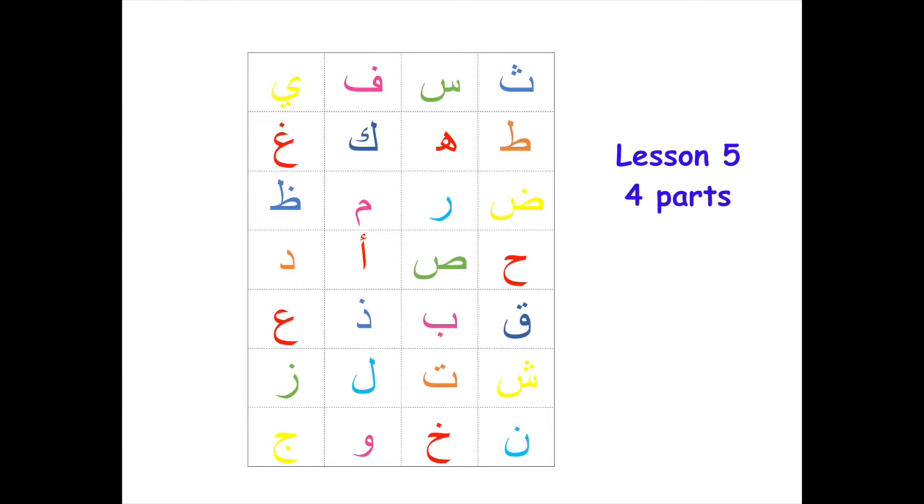So it would be Tha, Sin, Fa, Ya, Ta, Ha, Kaf, Ghain, Dad, Ra, Mim, Ha, Sad, Alif, Dal, Qaf, Ba, Zal, Ain, Sheen, Ta, Lam, Za, Noon, Kha, Waw, Jim. So go back and look at lesson number 5 to remind yourself of what the letters look like.